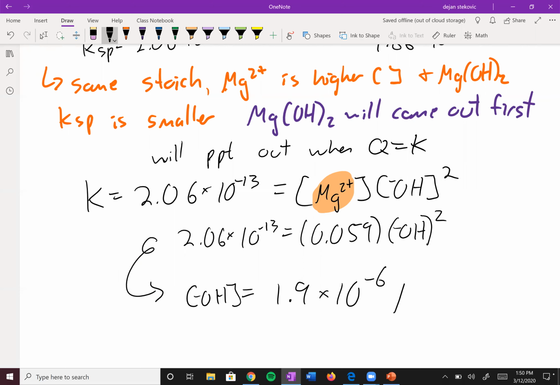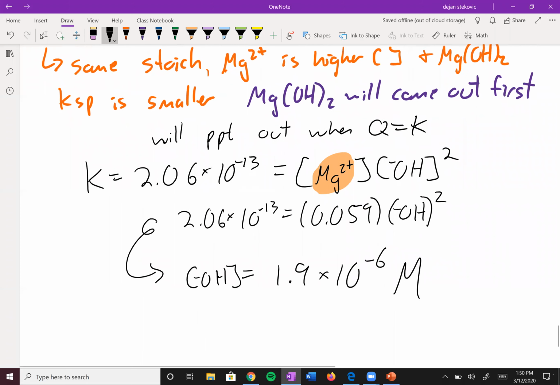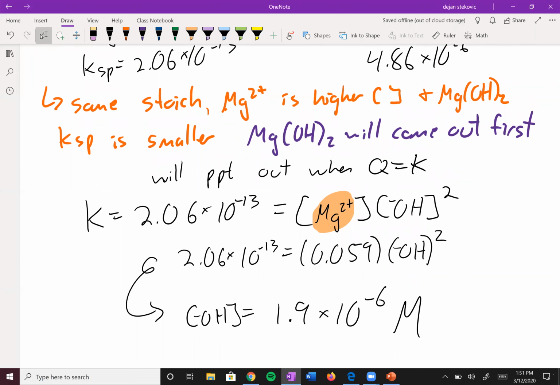Then you get a minus log. Yeah, we'll get there, we'll get there. So when we have our concentration of magnesium equal to 0.059, and we know K, hydroxide must be 1.9 times 10 to the minus 6 in order for Q to equal K. And that's when precipitation will start occurring. But again, our question doesn't ask what's the concentration of hydroxide, how much hydroxide you should add. It asks for the pH. So we've got to get there.